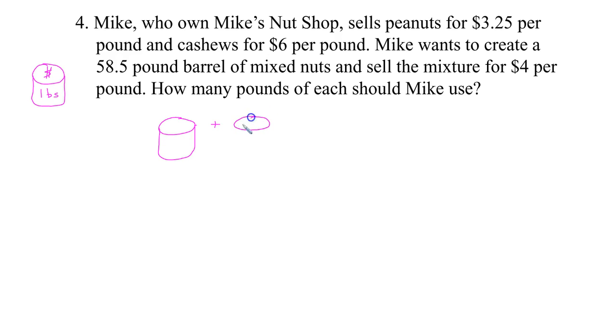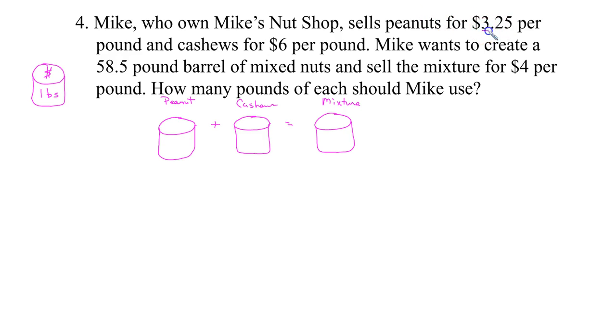The first container is going to represent the peanuts, so we can write peanuts up here so we don't forget. The second container is going to represent the cashews. And this is going to be equal to our mixture. If you liked what we did at the first of the semester, you can go back and use that method for solving these problems. Totally up to you.